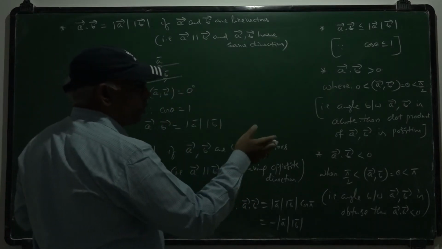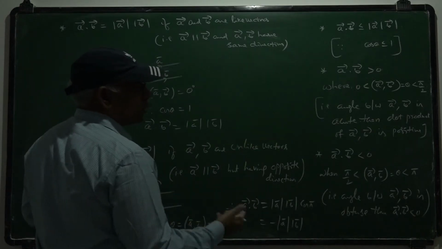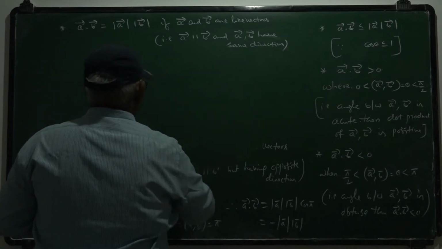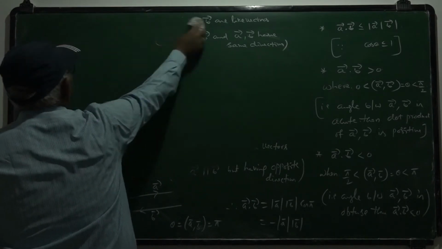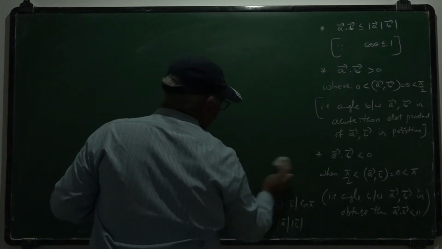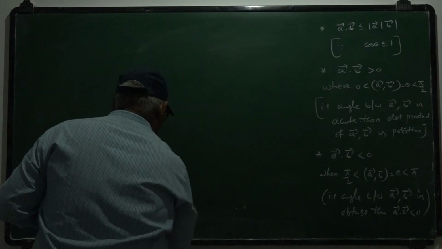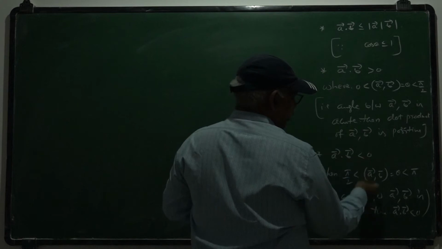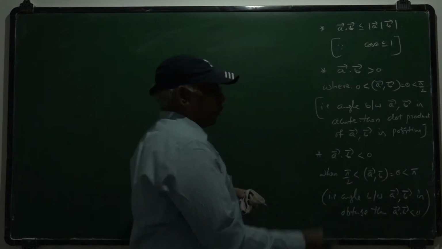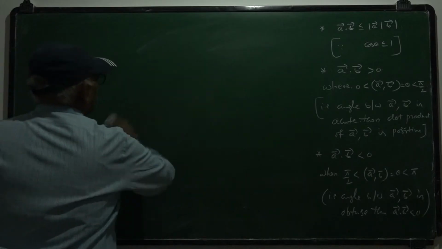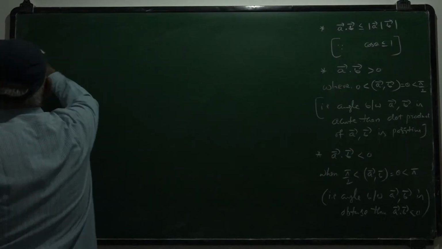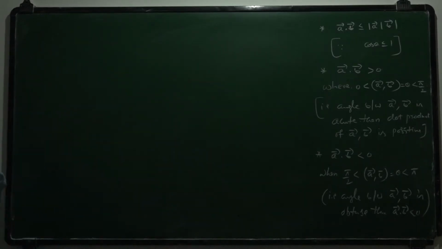If the dot product is 0, then A bar is perpendicular to B bar, once they are non-zero vectors. That is clear, already given to you. So the dot product being 0 implies the angle between A bar and B bar is pi by 2. If the dot product is positive, the angle is acute. If the dot product is negative, the angle between the vectors is obtuse. These are the important points related to the dot product.